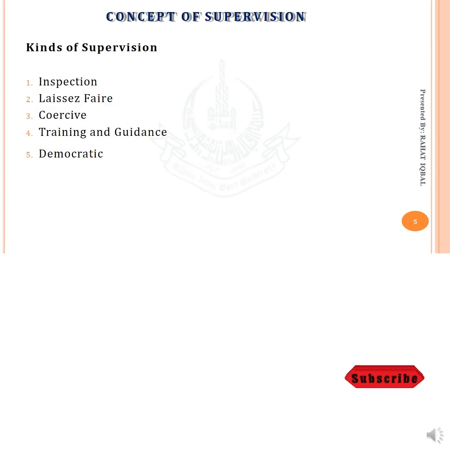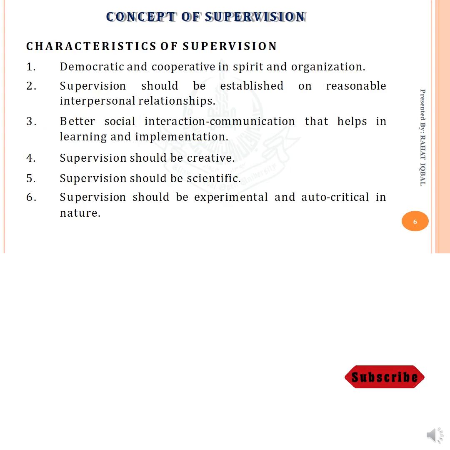Now we can discuss the kinds of supervision, like inspection, laissez-faire, all of these five, one by one. And what are the characteristics of supervision? Democratic and cooperative in the spirit of an organization, and supervision should be established on reasonable interpersonal relationships, with better social interaction and communication that help in learning and implementation. Supervision should be creative, scientific, and experimental and autocritical in nature. These are the characteristics of supervision.